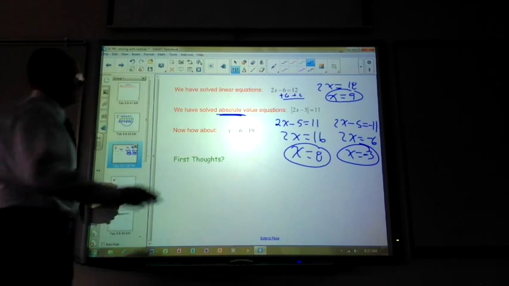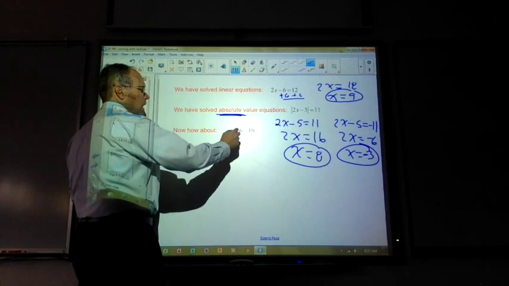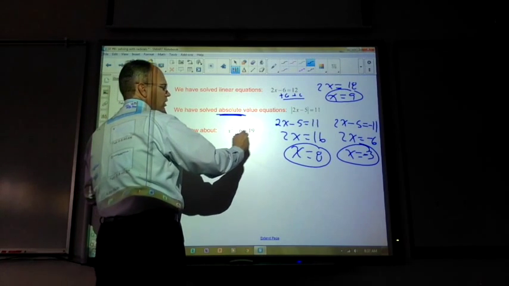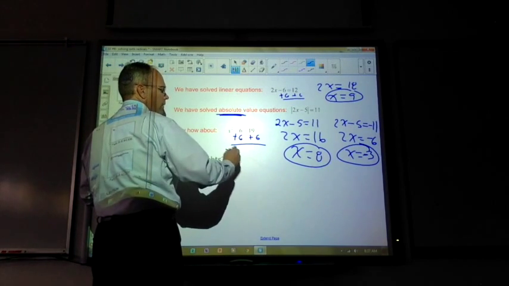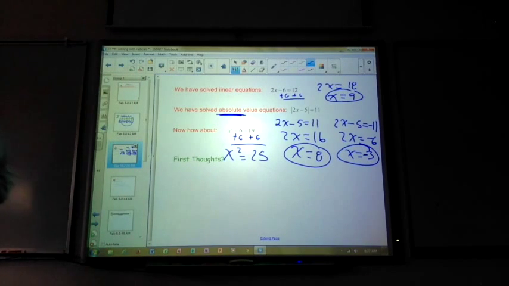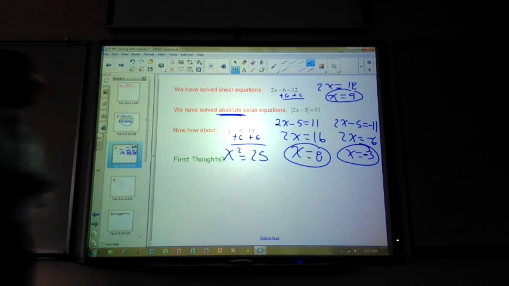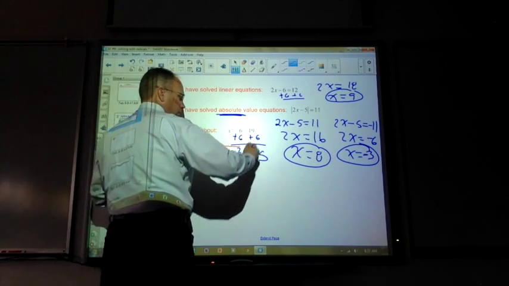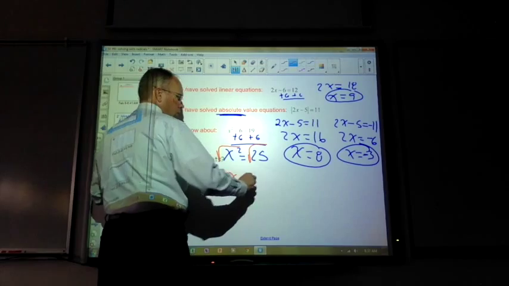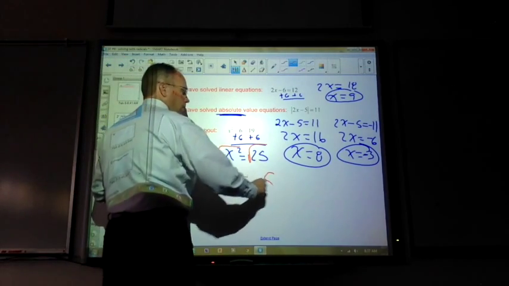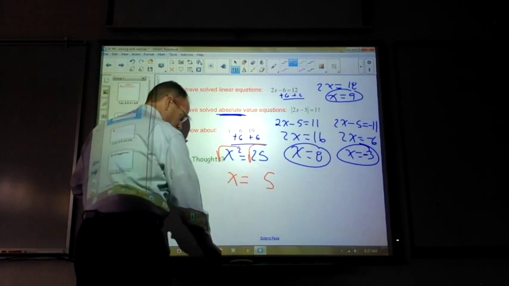All right, so let's try and solve this problem. I have x squared minus 6 equals 19. I think if I add 6 to both sides, that would be an okay start. What do you think? Okay. And then if I take the square root of each side, we just did this. Square root of 25 is 5. But because I took the square root of both sides, what do I need for my answer?